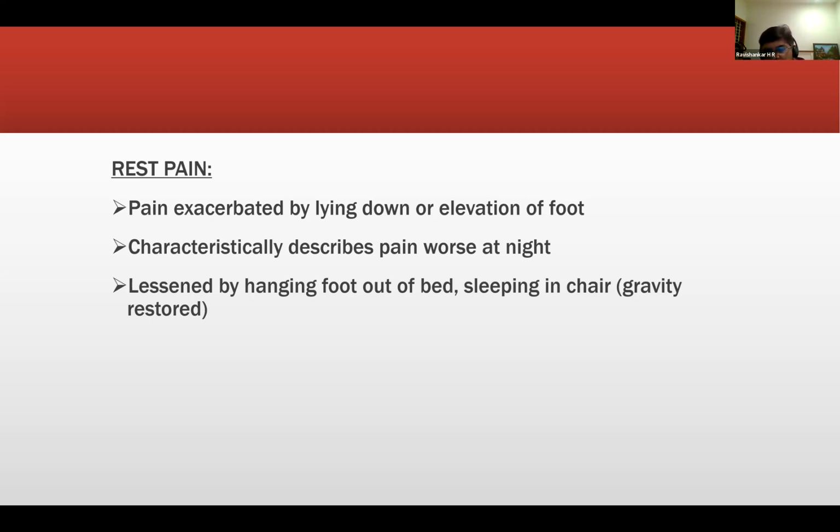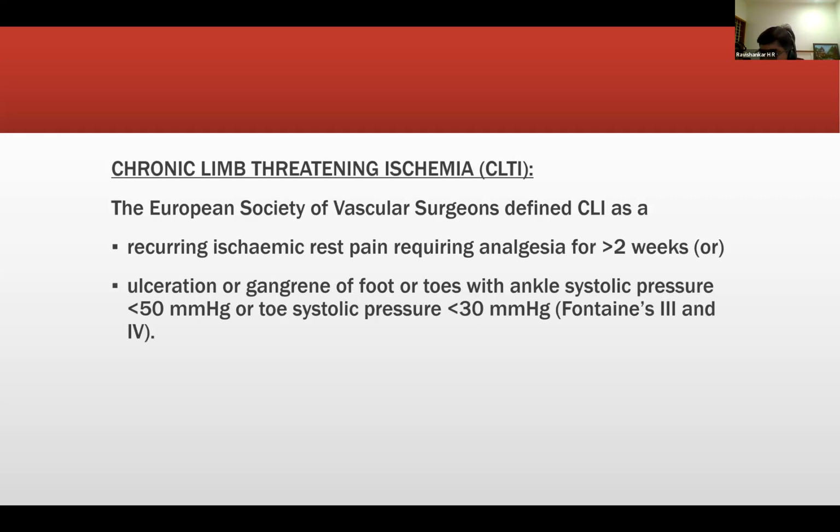Carry on. Coming to chronic limb-threatening ischemia, the European Society of Vascular Surgery has defined it as recurring ischemic rest pain requiring analgesia for greater than 2 weeks, or ulceration or gangrene of the foot or toes, with ankle systolic pressure less than 50 mm of Hg or toe systolic pressure less than 30 mm of Hg. That is Fontaine's 3 and 4 classification.